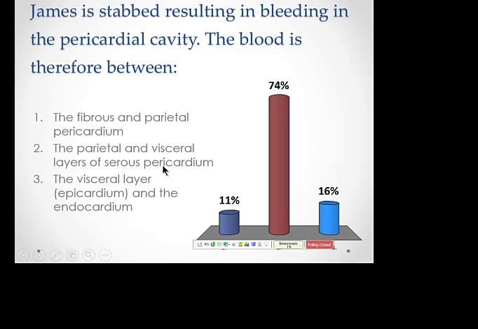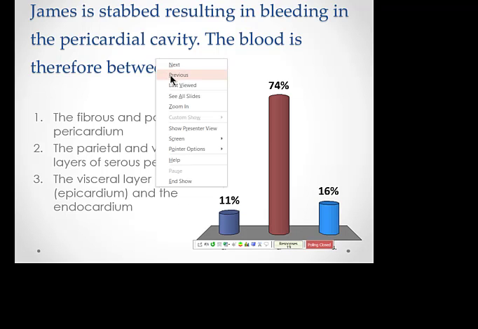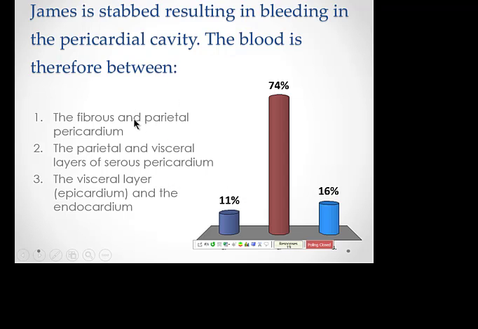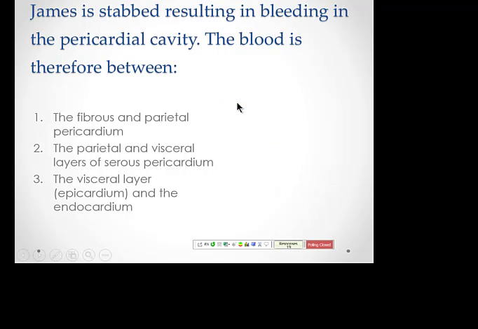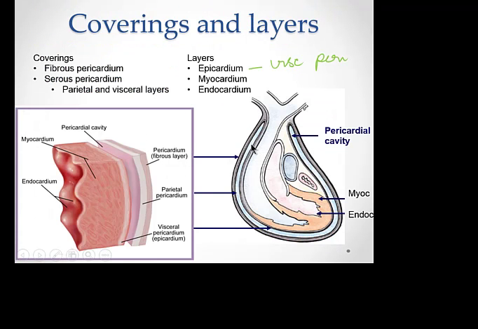Very good. Yes, it's between the parietal and visceral layers of serous pericardium. Remember, that's where the pericardial cavity is. It's not between the parietal and the fibrous pericardium, and not between the epicardium and endocardium. So let's go back here to look at this. This is the pericardial cavity. Can you see this one? This is the pericardial cavity. Notice where it is. It's between the parietal and visceral layers. So the bleeding occurs here.